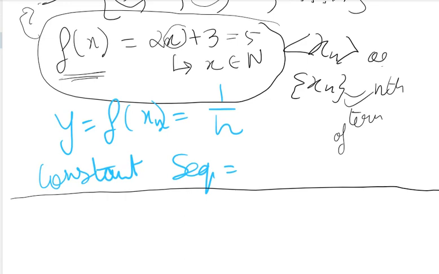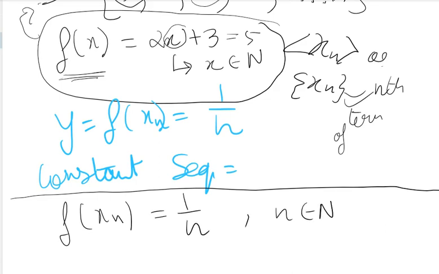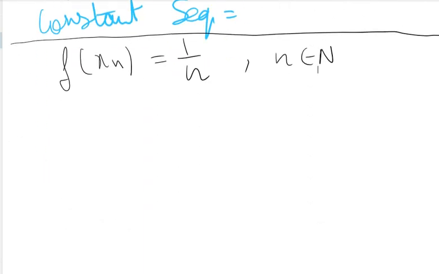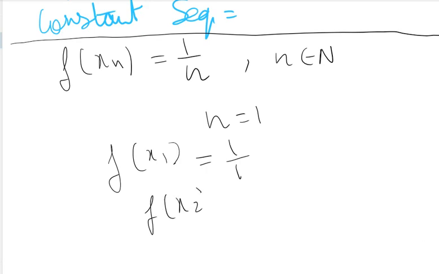Let's say the sequence, this f of xn is equal to 1 by n, such that n belongs to natural numbers. Now, each time I put the value of n over here, let's say n starting from 1. Let's just get more space around here, this is all cramped up. Let's say n equals 1. So f of x1 is going to give you 1 by 1. Then if you put f of x2, you're going to get 1 by 2. And if you put f of x3, you're going to get 1 by 3.